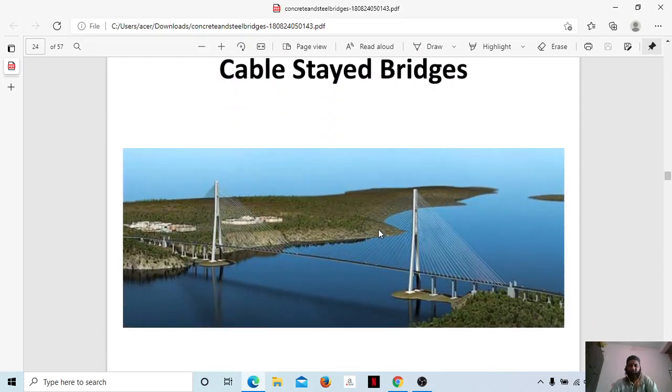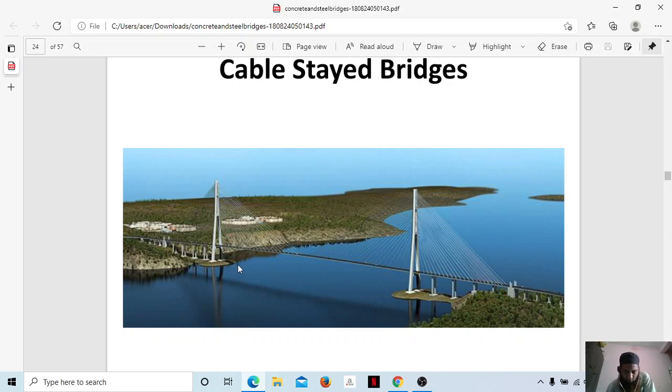Cable-stayed bridges, you can see this is the marvelous construction which has been taking place in recent times. You can see these cables hanging from here, and the load coming onto the bridge is being taken by these cables, which have been suspended from these pylons. From these pylons, the cables are suspended and holding this bridge intact, thereby giving a very good space for navigation here.